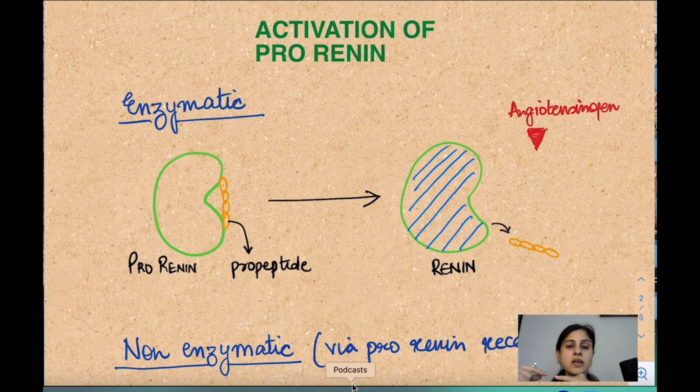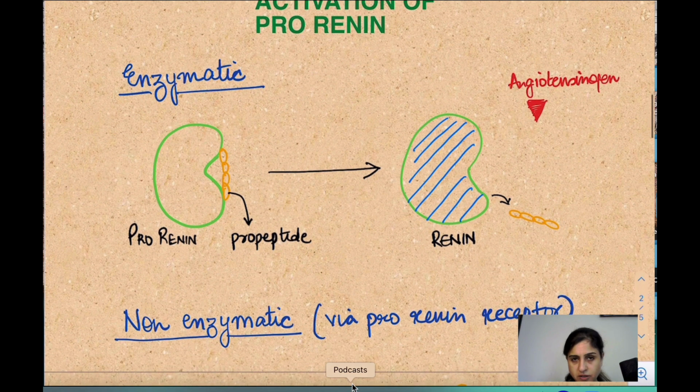One is with the help of an enzyme. One way is it can get activated with the help of an enzyme. And the second way is it gets activated when it attaches to the prorenin receptor. So this is the enzymatic. First let's do the enzymatic activation.